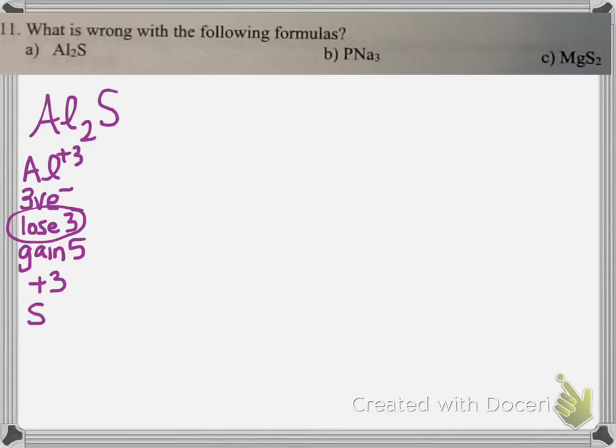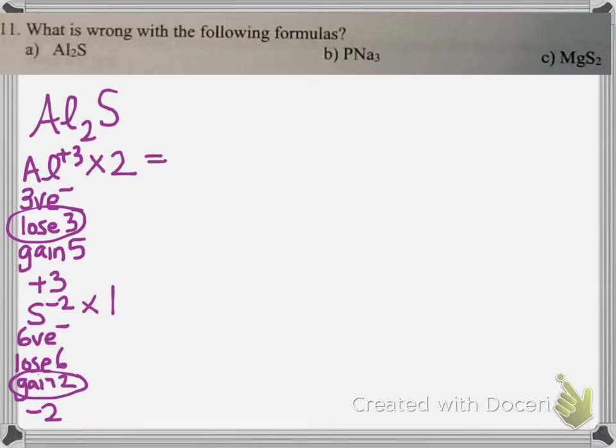Sulfur is in group 6A, so it has 6 valence electrons. So it can lose those 6 or gain 2. It's going to gain 2, so it's going to have a charge of negative 2. And according to this formula, there are 2 of these, and there is 1 of these. So I have a plus 6 charge. I have a negative 2 charge, which gives me a charge of plus 4. So what's wrong with this formula?